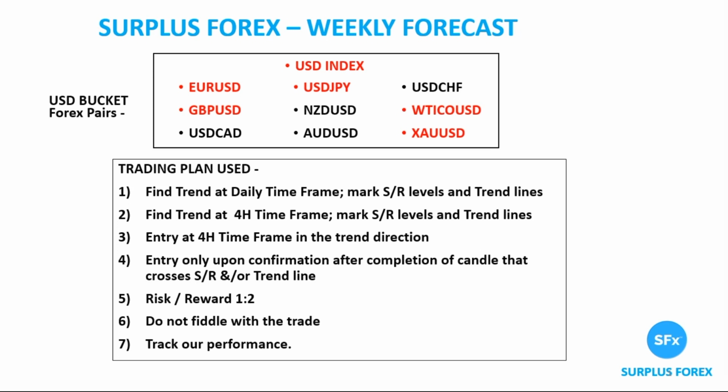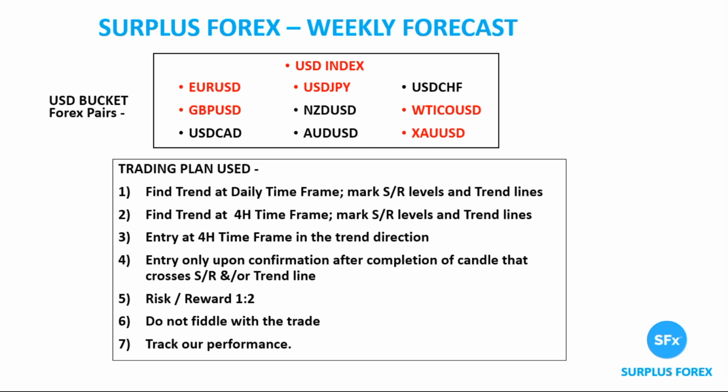The trading plan I use is finding and highlighting trends and support resistance levels on daily time frame and as well on 4-hour time frames. Then marking entries, stop losses and take profit targets on the 4-hour chart. Make sure you make entries only upon confirmation after completion of the candle that crosses either support, resistance or trend line, when possible keeping risk reward at a ratio of 1:2.